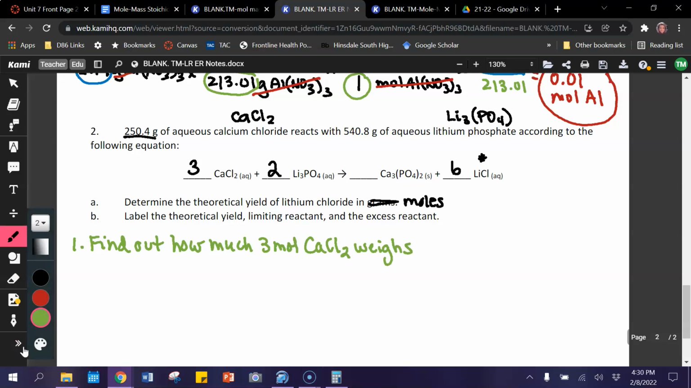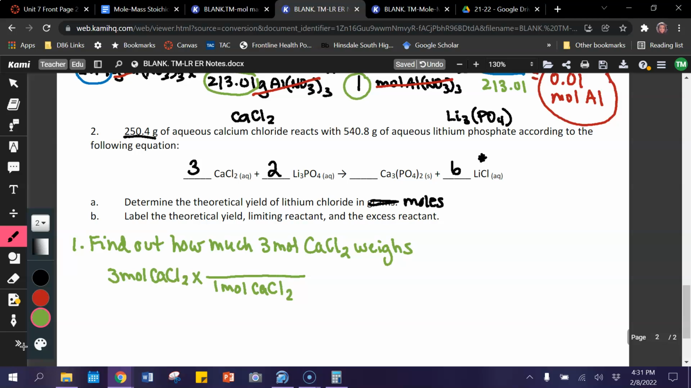So in order to figure that out, I'm going to take my given. My given is 3 moles of calcium chloride. So 3 moles of CaCl2. And I'm going to multiply that by the equation that we already know, that 1 mole of CaCl2 is equal to the molar mass of this compound.